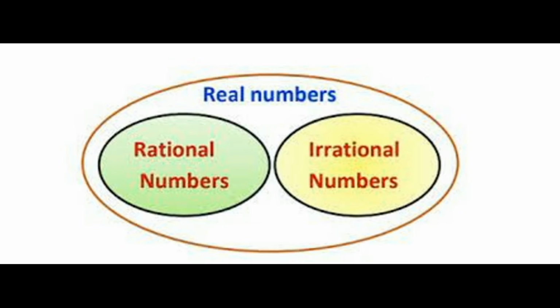Real numbers and their decimal expansions. Real numbers are simply the combination of rational and irrational numbers. In the number system in general, all the arithmetic operations can be performed on these numbers, and they can be represented on the number line also.